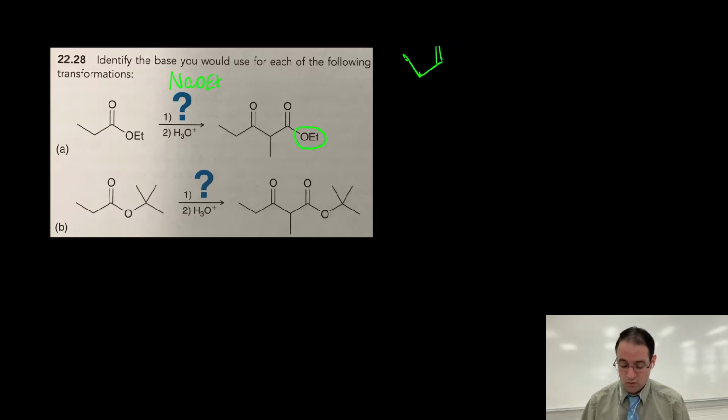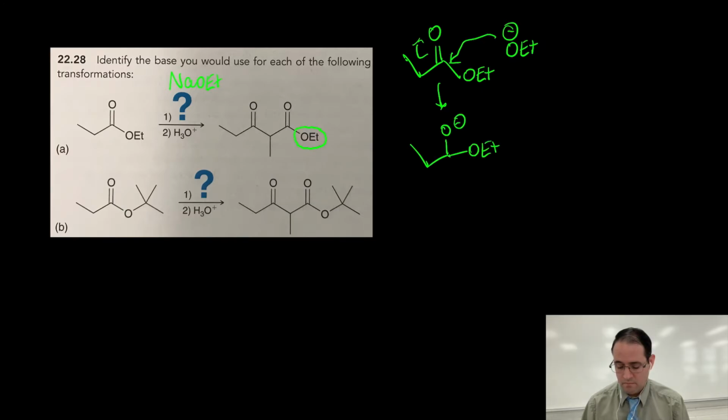The book explains why you want to use sodium ethoxide. One of the byproducts might be that ethoxide attacks here, and then kicks off the other group. If you're kicking off ethoxide, which is the same as ethoxide, you're going to maintain the same molecule. Which is what you want, because you want ethoxide to be in the product.